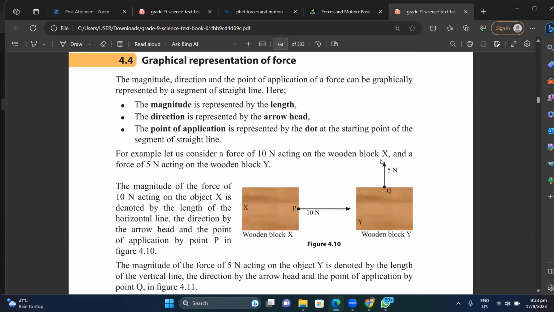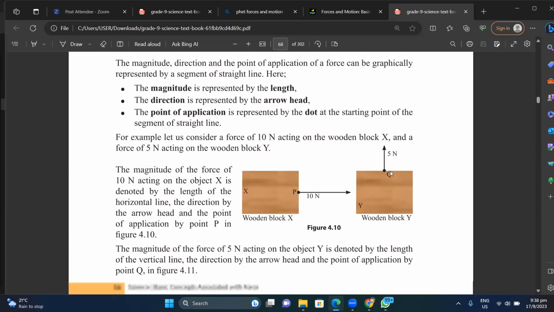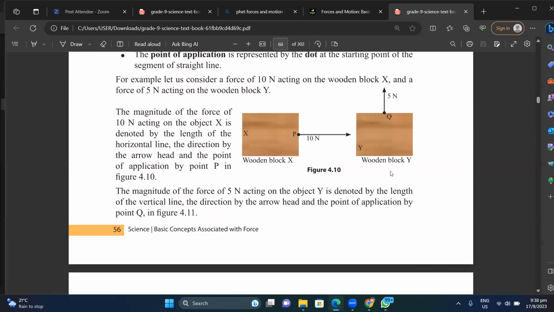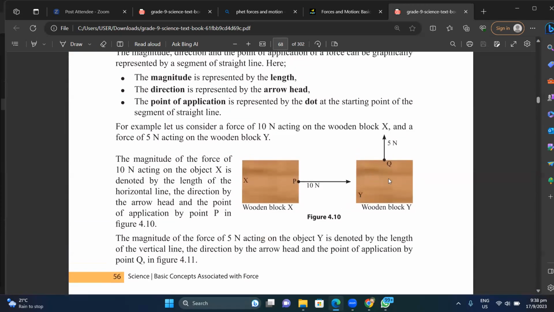And here, 5, half, 10. Magnitude is represented by length. Direction is represented by the arrowhead. So here we apply a force of 10 newtons in this direction, and a force of 5 newtons upwards. This is how we show the magnitude and the direction. Okay, point of application is shown by a dot.